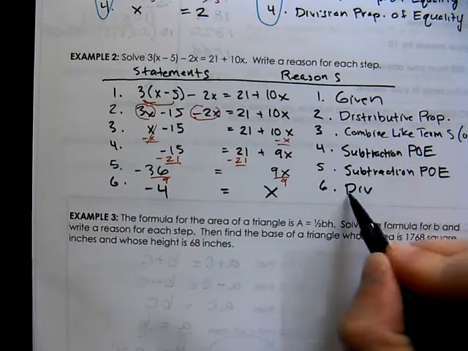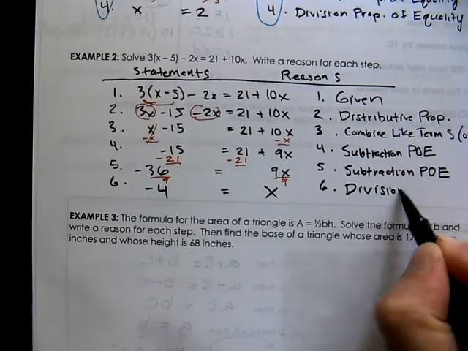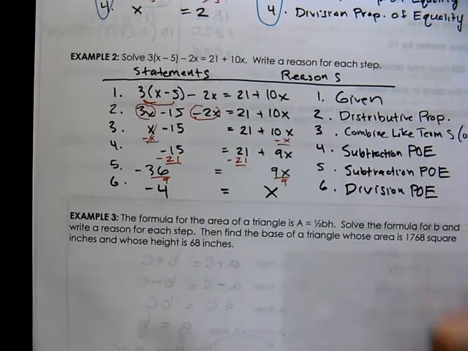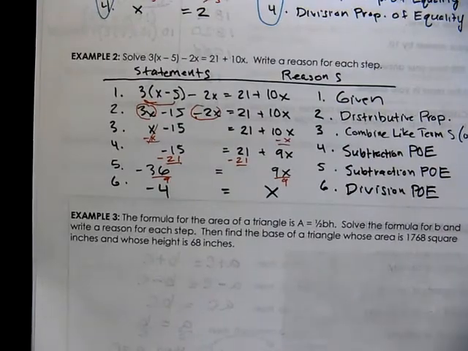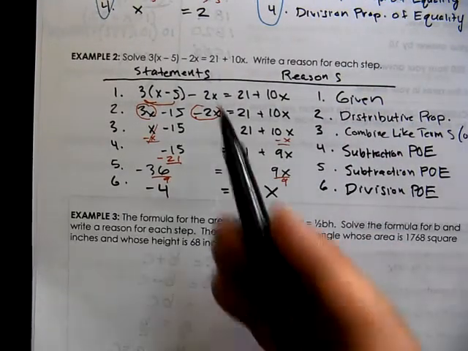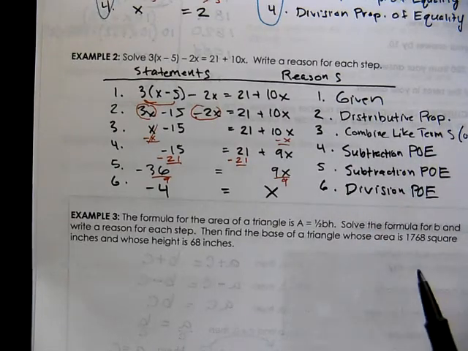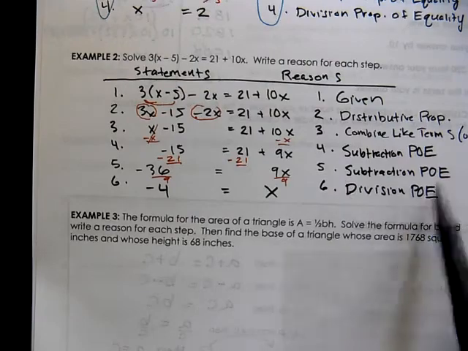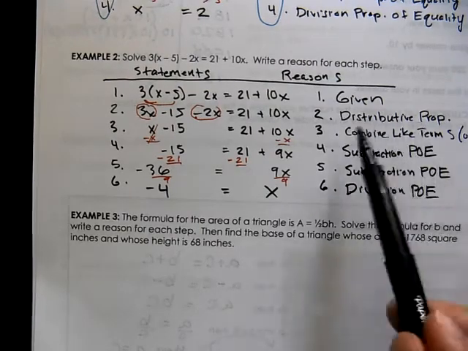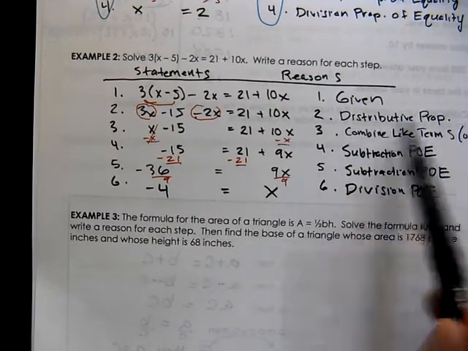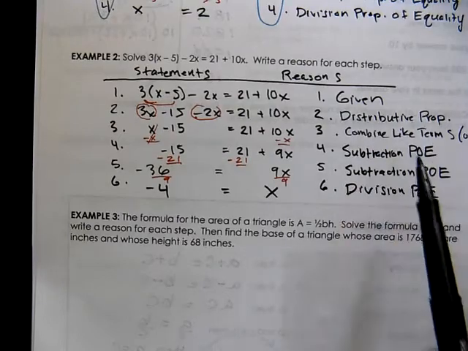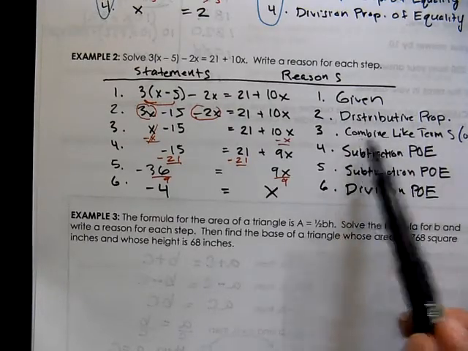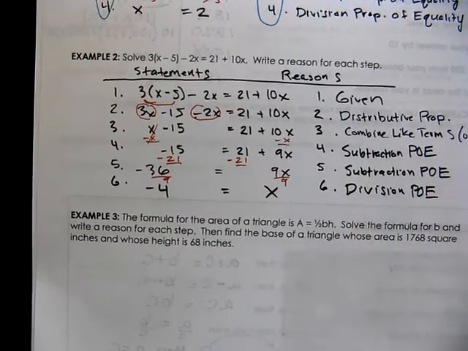And this is our division property of equality. So there's two examples back to back where we are using algebra as a way to set up a two-column proof. And notice most of our operations are properties of equalities, except for the distributive property, which is not a property of equality, and except for the combined like terms. So keep an eye on those two.